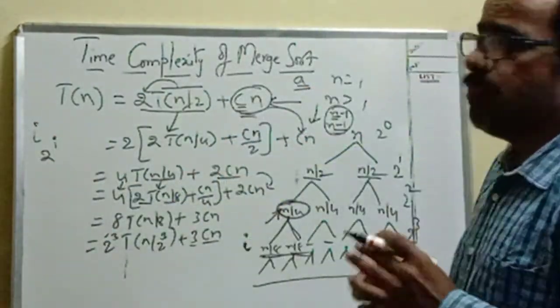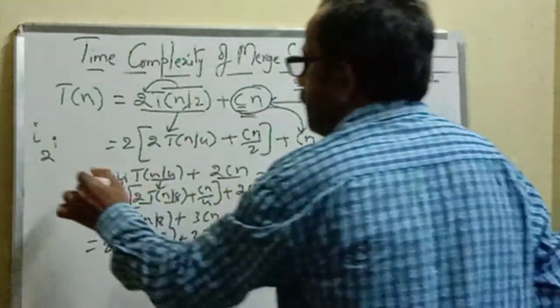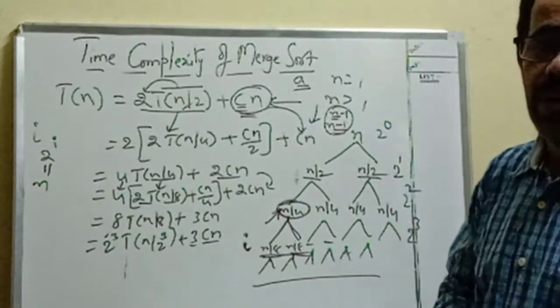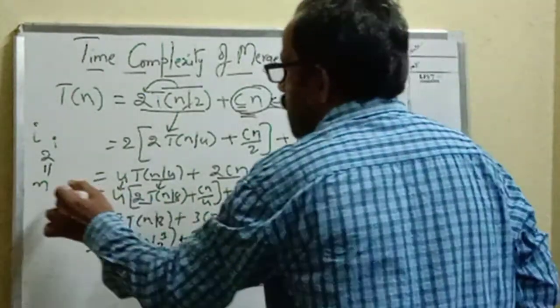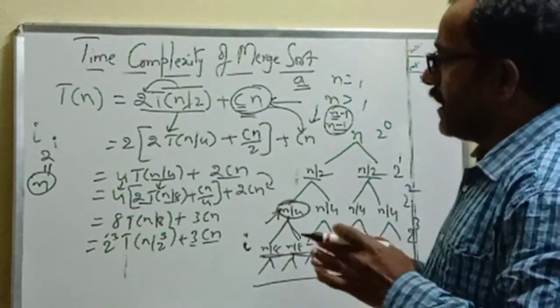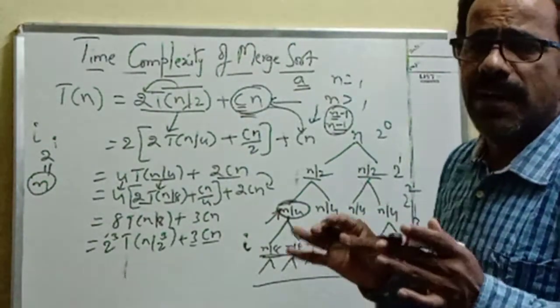Here there is no possibility of division. That means this must be equal to n, because here we are dealing with an element problem. Assume that the array contains n elements. Then if a sub-problem contains only one element, we cannot divide it.